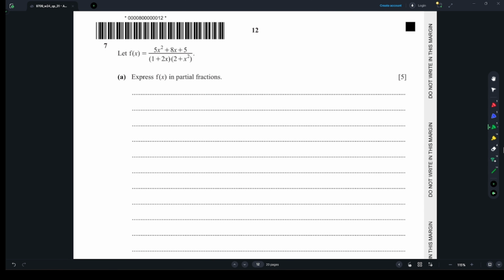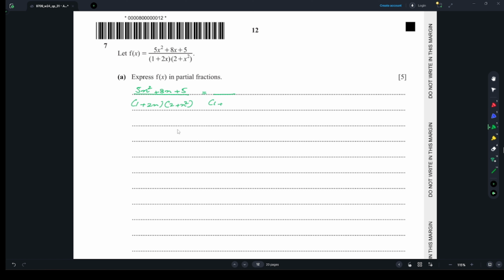Okay, so now let's move to the 7th question. So let f(x) equal to this expression and express f(x) in partial fractions. Okay, so we have to apply partial fractions. So I hope you guys remember how to apply. So (5x squared plus 8x plus 5) divided by (1 plus 2x)(2 plus x squared).